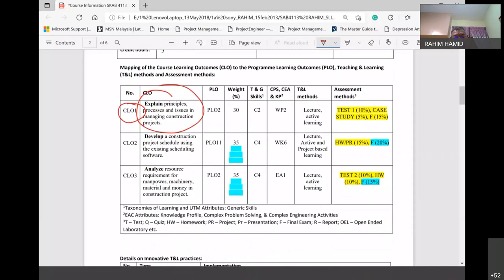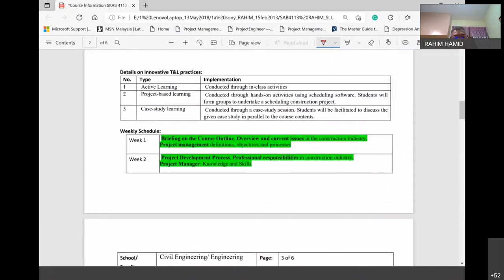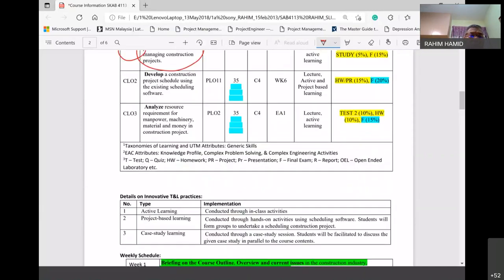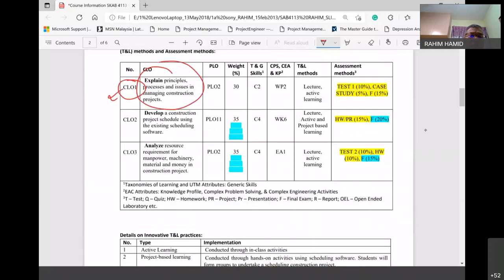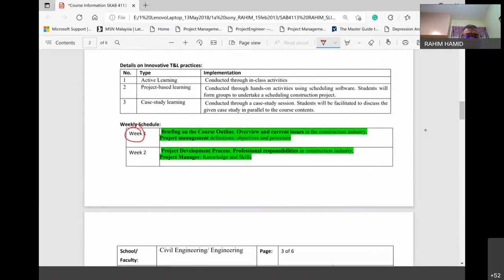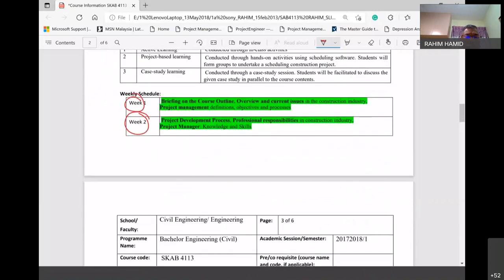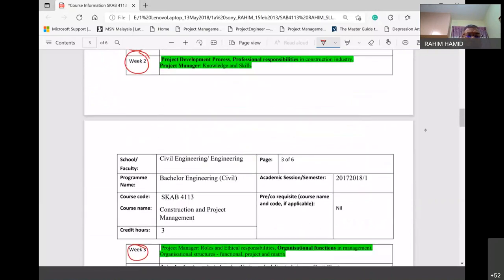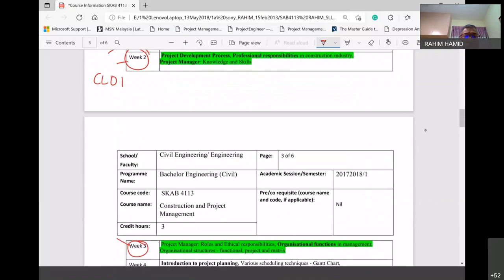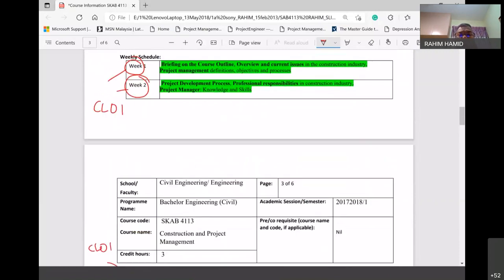CLO1, where do we put it in our weekly topics? CLO1 would be put into week 1 until week 3. If you notice, week 1, week 2, and week 3 are all related and grouped together as CLO1. So you will learn a few topics.